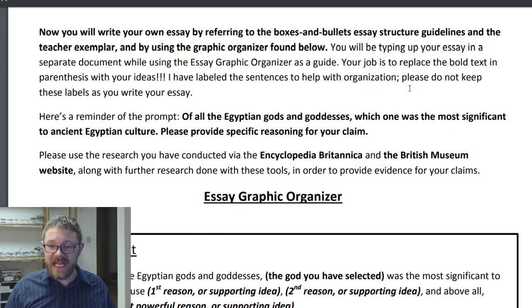I've labeled the sentences to help you with organization. Don't keep those labels when you write your essay. So what that means is, don't start your sentence with sentence one. You should just write the sentence.